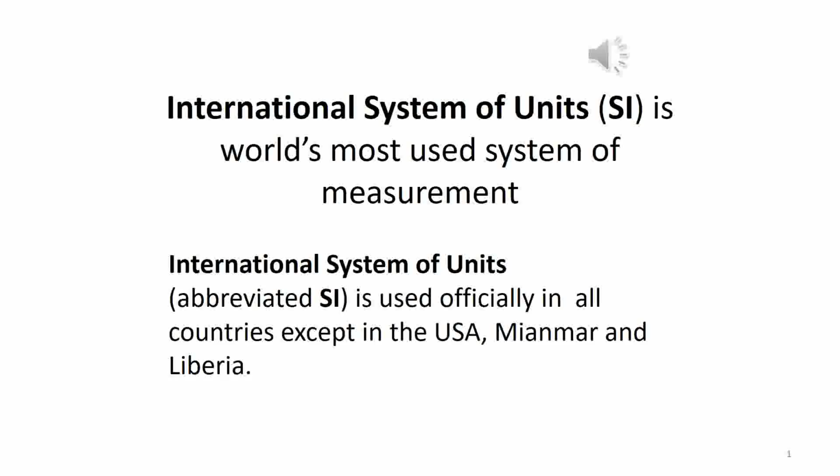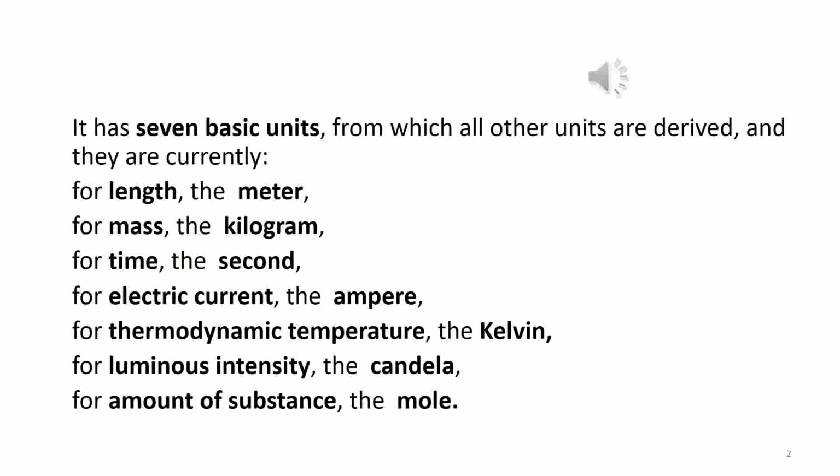International System of Units SI is world's most used system of measurement. International System of Units is used officially in all countries except in the USA, Myanmar, former Burma, and Liberia. It has seven basic units from which all other units are derived, and they are currently: for length, the meter; for mass, the kilogram; for time, the second; for electric current, the ampere; for thermodynamic temperature, the Kelvin; for luminous intensity, the candela; for amount of substance, the mole.